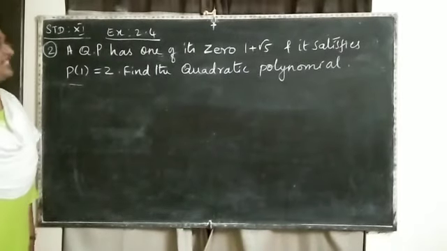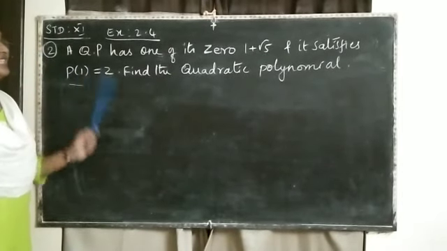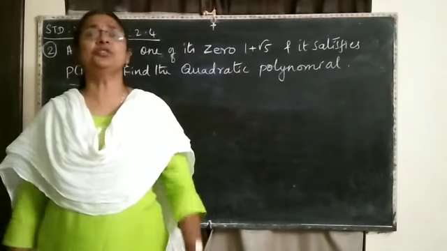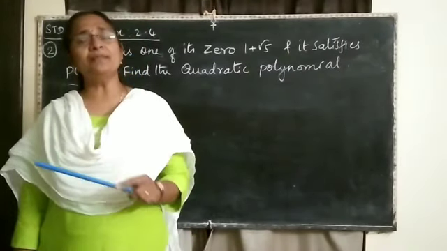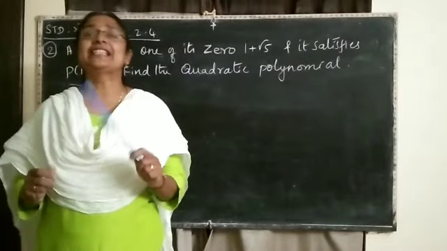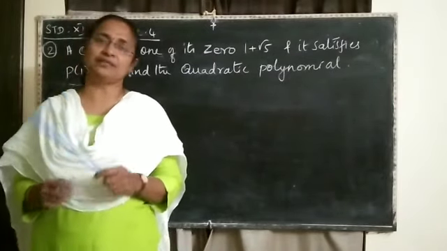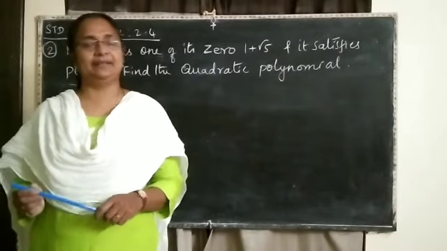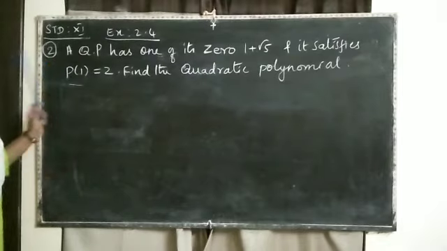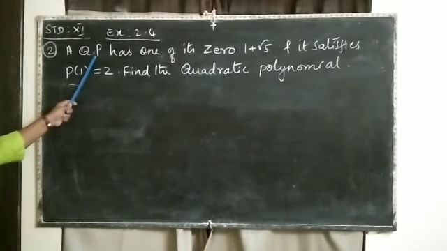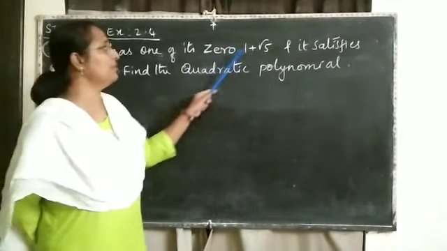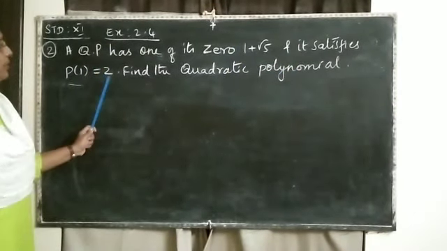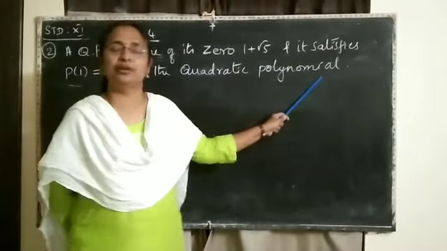Shall we? Okay students, let's discuss the second sum now. The first sum is going to be homework for you and it's a very simple sum. Two roots are given. You are going to form a quadratic equation by finding the sum of the roots and the product of the roots. You send it to me, let me check your understanding of that first sum. Is it clear? Okay. Now the second sum. A quadratic polynomial has one of its zeros as 1 plus root 5 and it satisfies p of 1 is equal to 2. Find the quadratic polynomial.